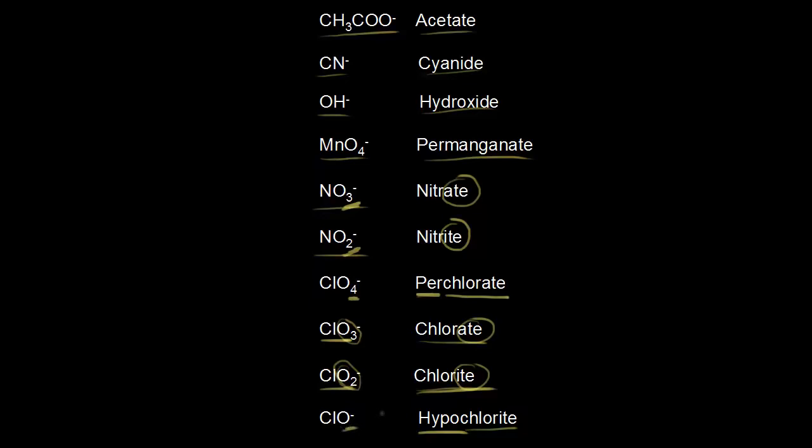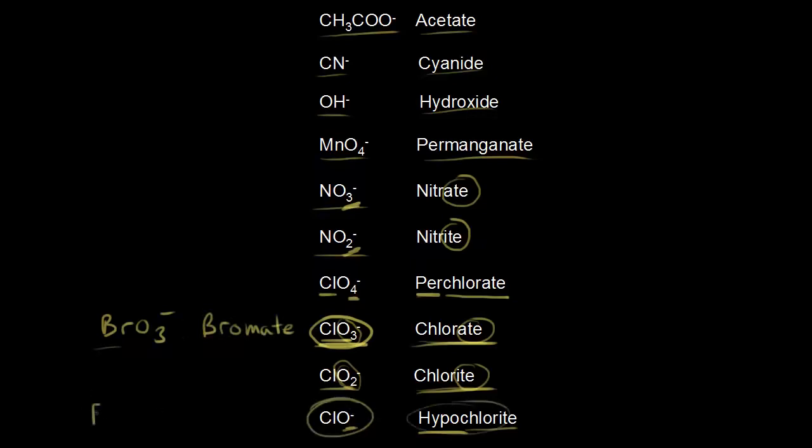You could have done this for a different halogen. Here we're dealing with chlorine, right? But let's say instead of ClO3-, let's do BrO3-. ClO3- was chlorate. Here we have bromine instead of chlorine, so this would be bromate, right? So there's another polyatomic ion. And we could do another example. Instead of ClO-, which is hypochlorite, we could have had BrO-, which would therefore be hypobromite, right? So this would be hypobromite.